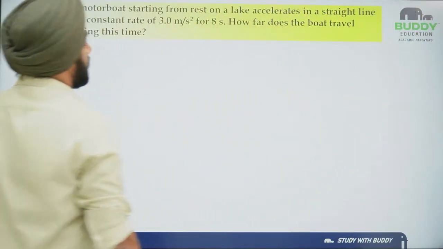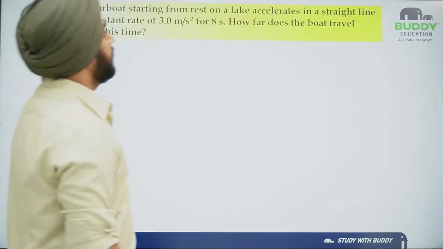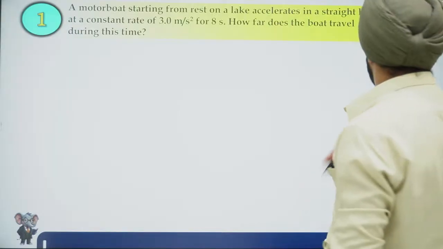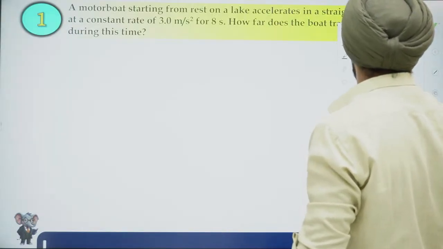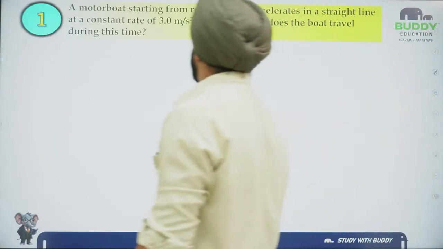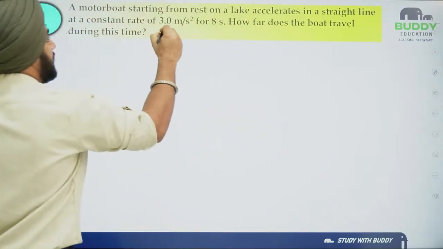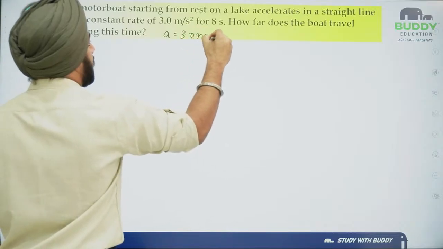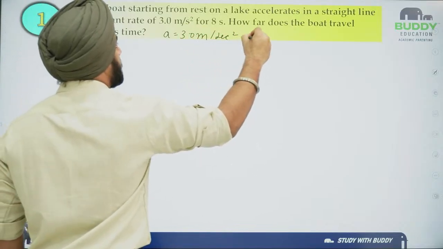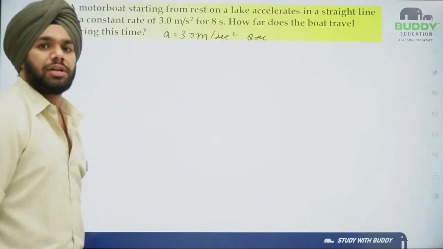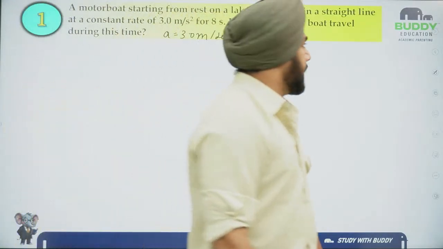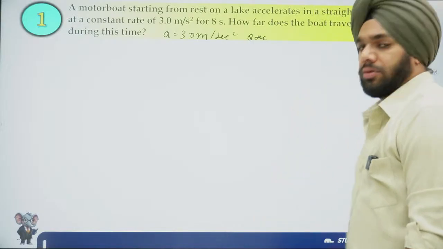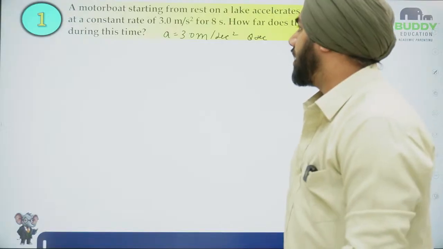The next question is: a motorboat starting from rest accelerates in a straight line at a constant 3.0 meter per second square for 8 seconds. So the acceleration here is 3.0 meter per second square, and the acceleration happened for 8 seconds. That means there was a change in velocity for 8 seconds. Now, how far does the boat travel during this time? So we have to find out how far the boat travels, right?